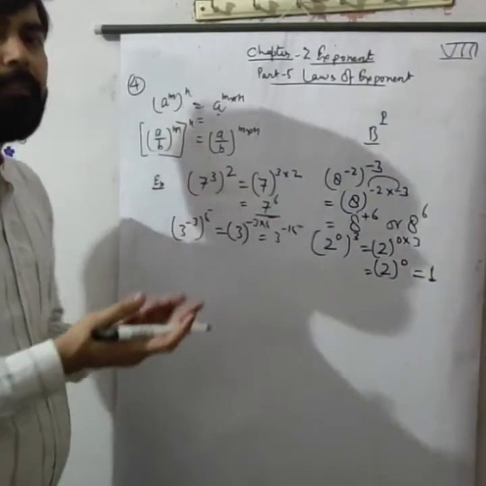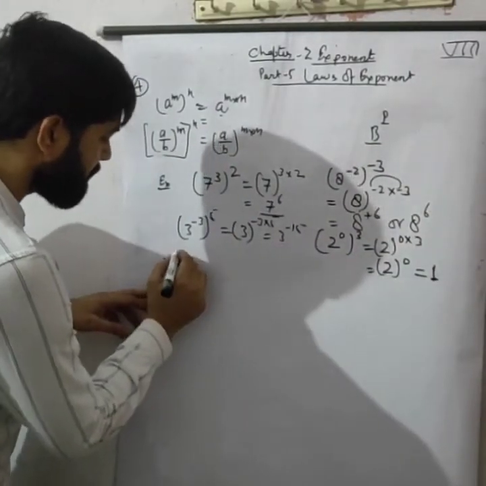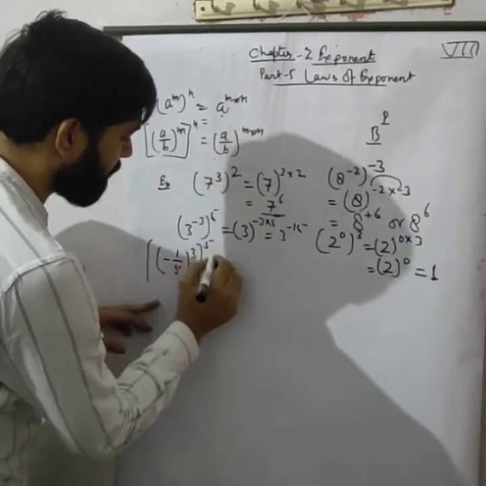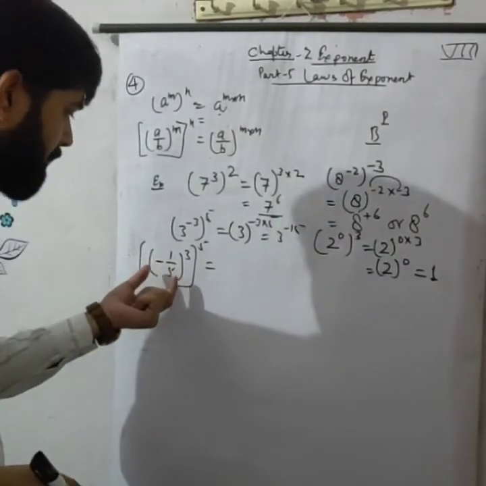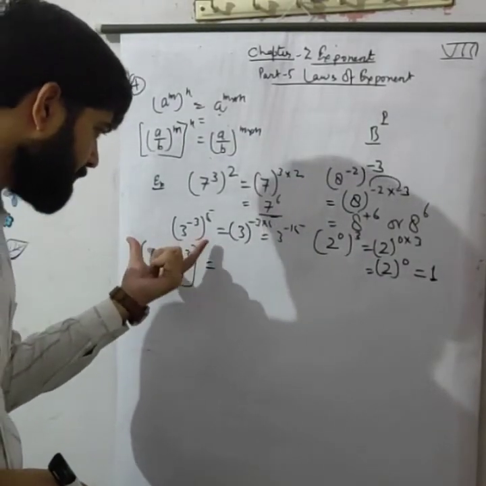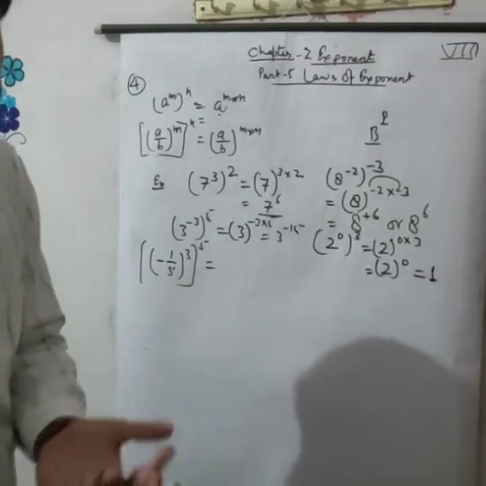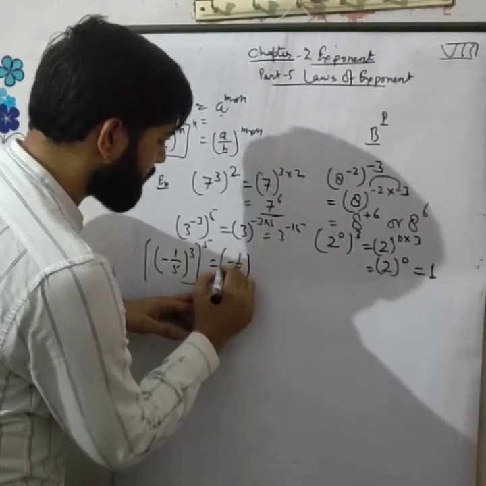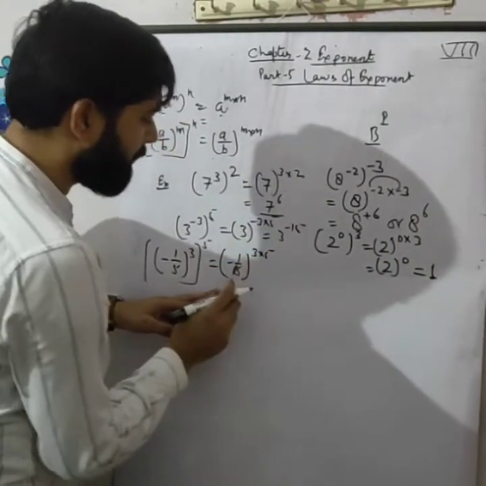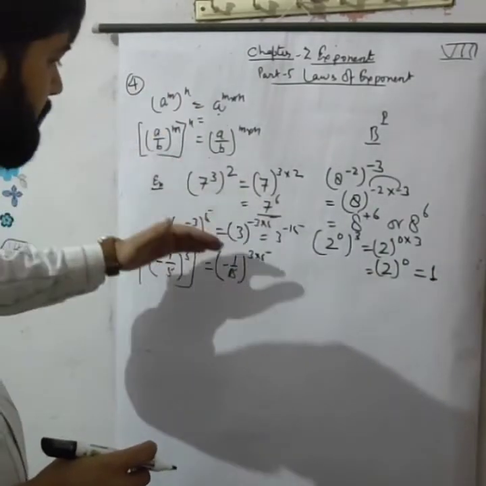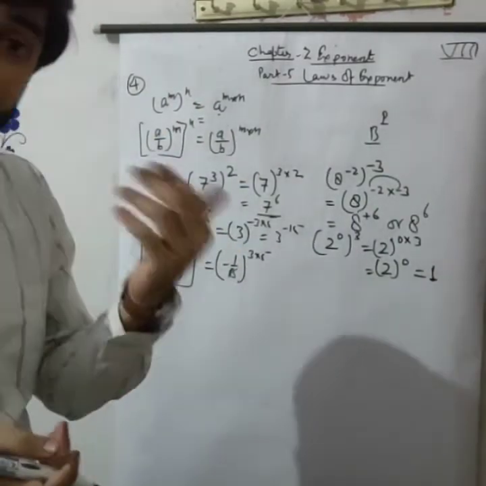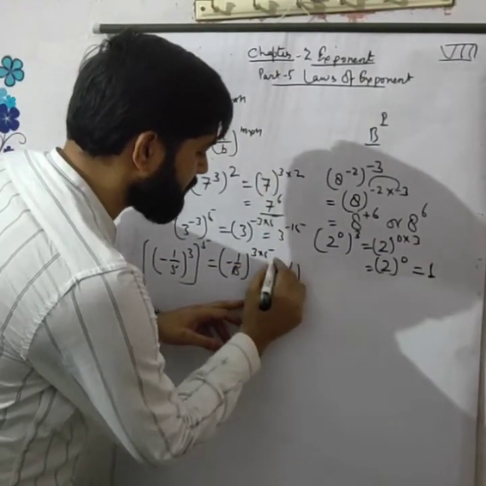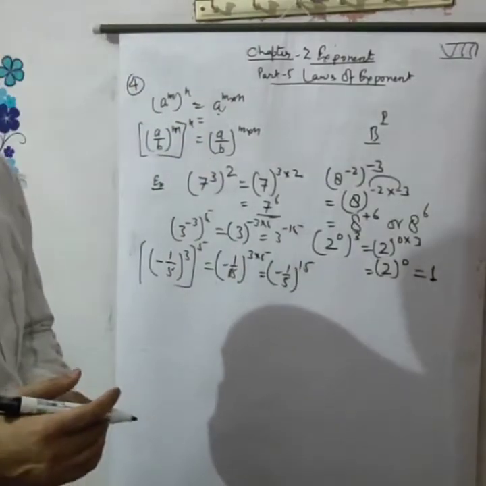Now another example in the form of a rational number, minus 1 upon 5 raised to the power 3, whole raised to the power 5. Look here, power of power, so you can use the power of power law of exponents. So minus 1 upon 5 raised to the power 3 multiplied by 5. In this type of question we use which law? Power of power means power multiplied by power, 5 threes are 15, then 1 upon 5 raised to the power 15. The answer will be minus 1 upon 5 raised to the power 15.